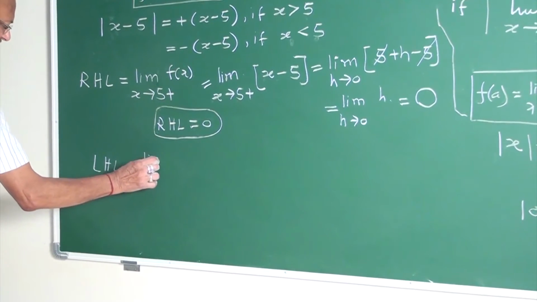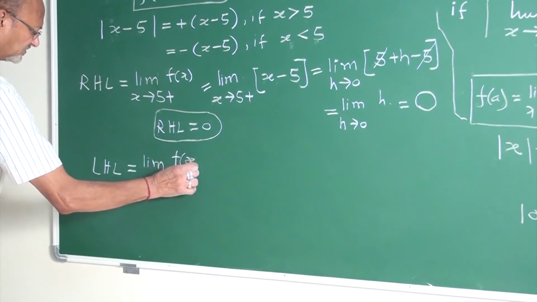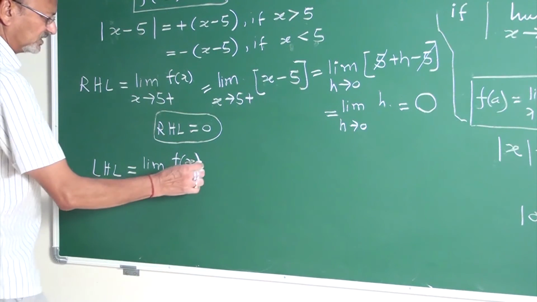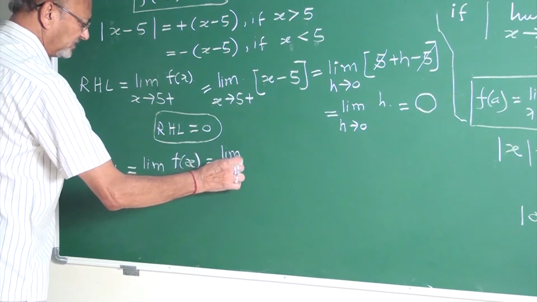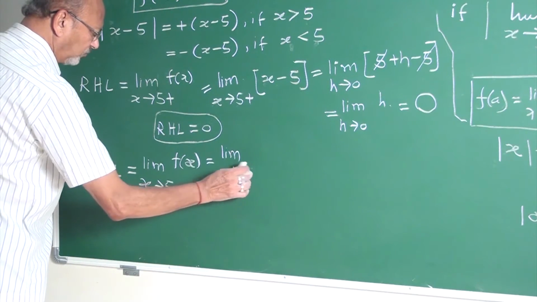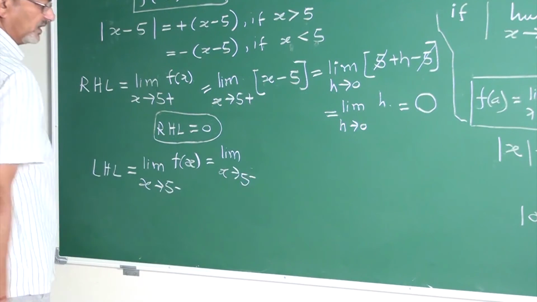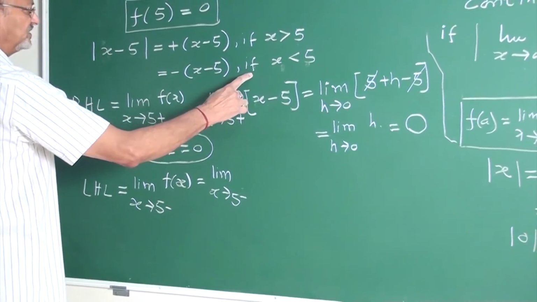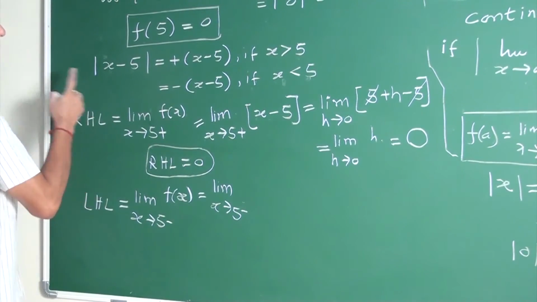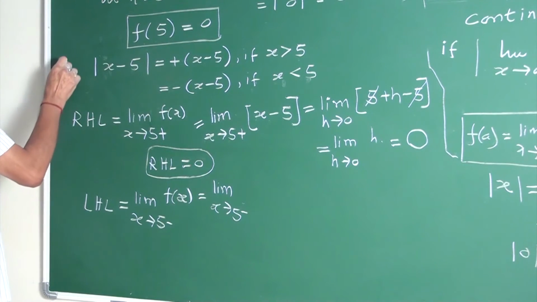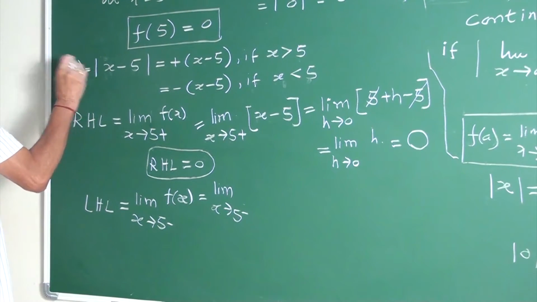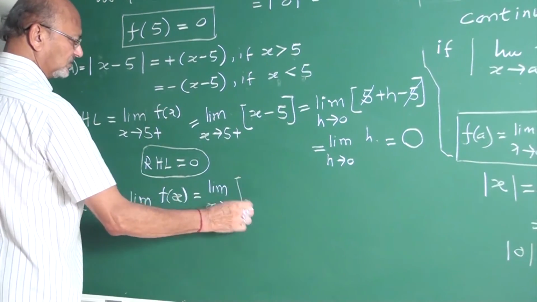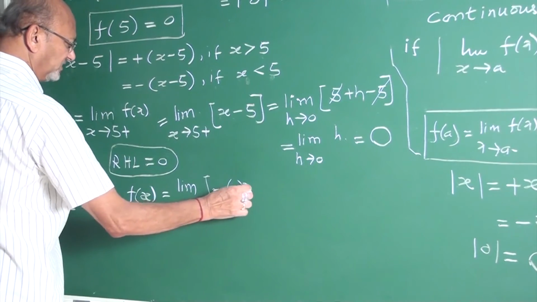Next is LHL. What is it? It is the limit of f(x) as x tends to 5 minus. Yes, my friend. 5 minus means what? x is less than 5. When x is less than 5, tell my friends, what is your f(x)? f(x) is minus x minus 5.